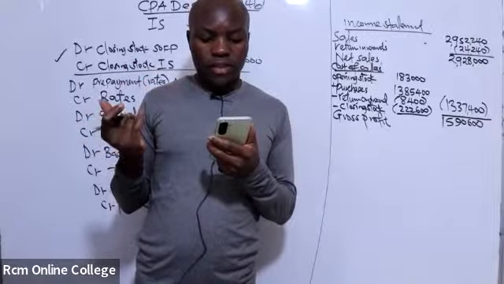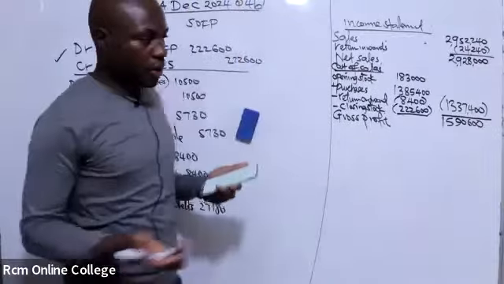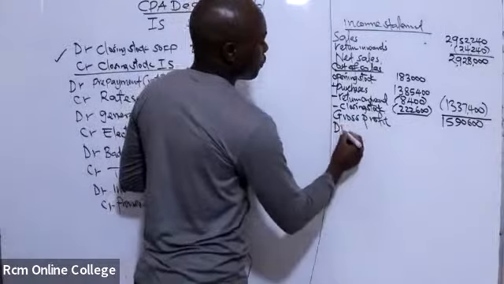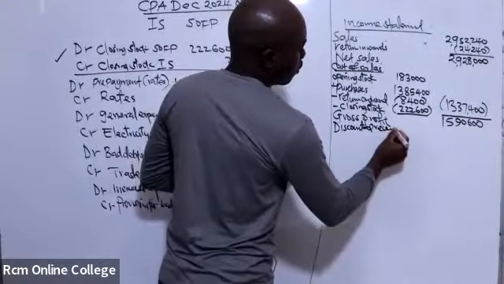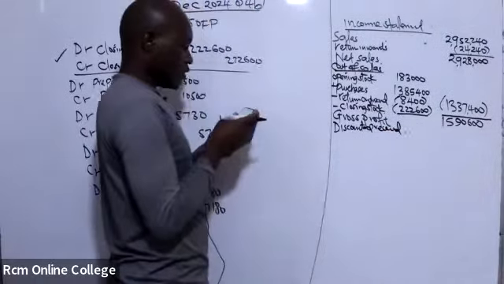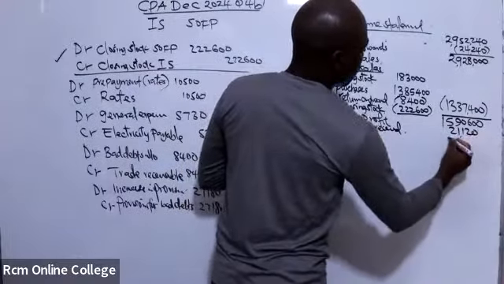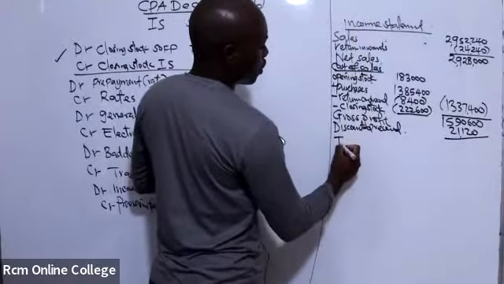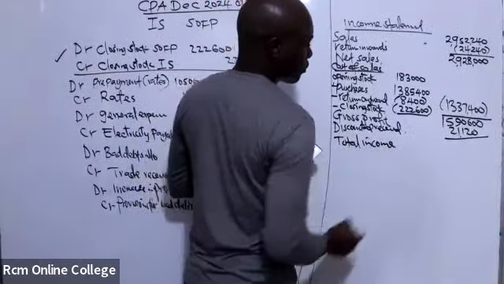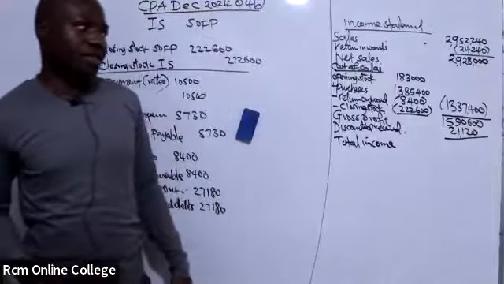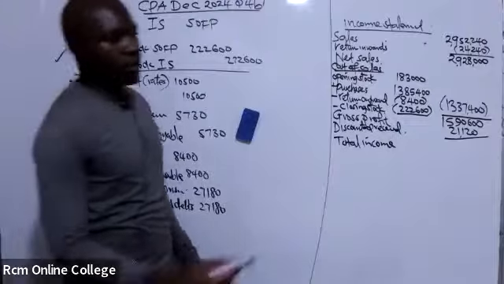Bank overdraft, of course, that's a liability. So you only have one, right? Discount received, of 21,120. So that will help us to get what we call total income. What is the total income? 15,90,600 plus 21,120 is 16,11,720.